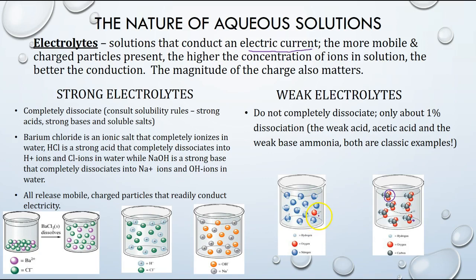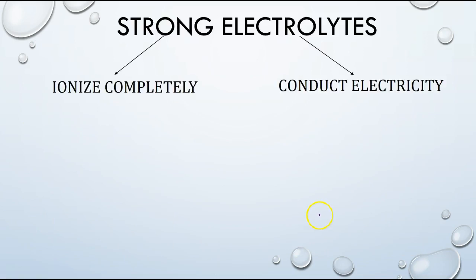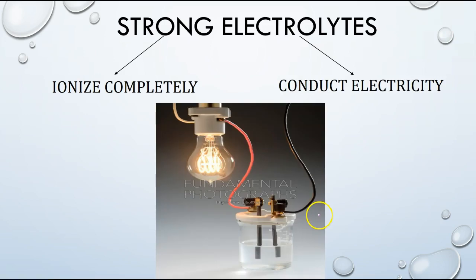Everybody got that? All right. So strong electrolytes ionize completely. They conduct electricity. Hey, look at that light bulb, really nice and bright. So I have a very soluble solution right there. Everything is ionized, there's no solid in the bottom, and it's going to conduct electricity. In fact, it conducts electricity very, very well. Look how bright that bulb is.